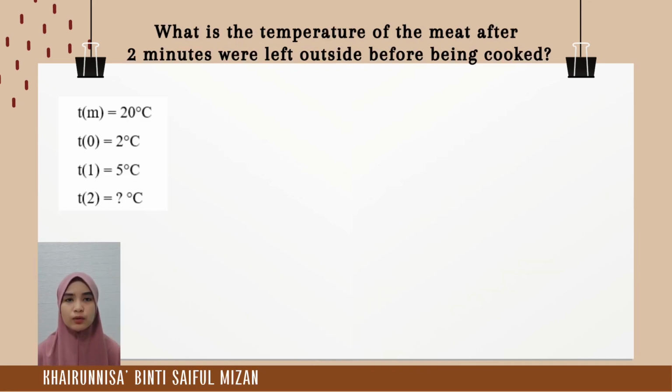In this question, we need to know the temperature of the meat after 2 minutes of being left outside before being cooked. We need to collect all the data from the problem statement. It's given that the temperature of the surroundings, or ambient, is 20 degrees Celsius, the temperature of the object at 0 minutes is 2 degrees Celsius, and at 1 minute is 5 degrees Celsius. Of course, we need to find the temperature of the object at 2 minutes.